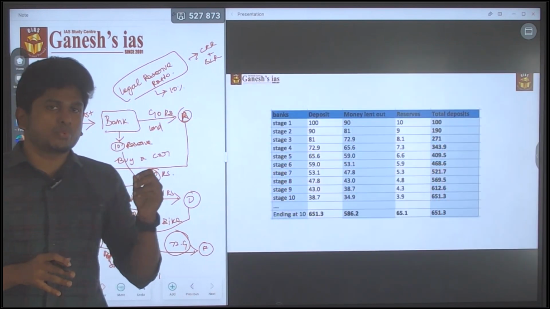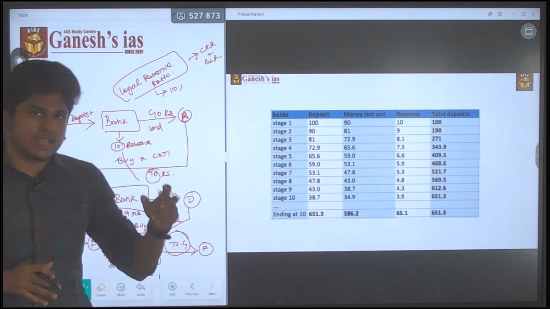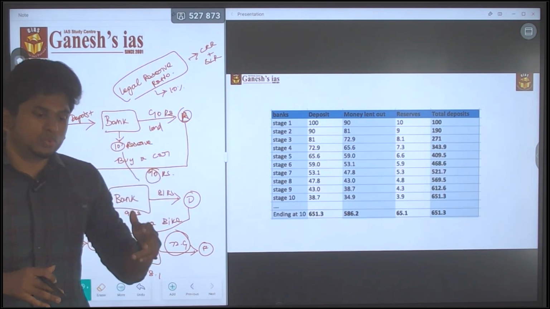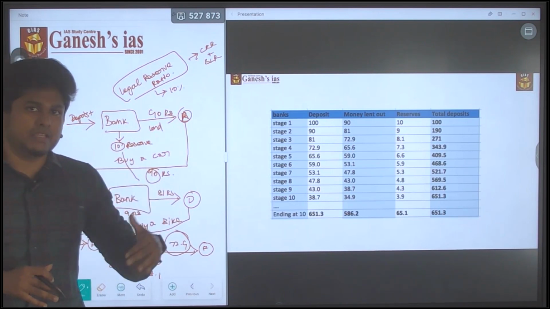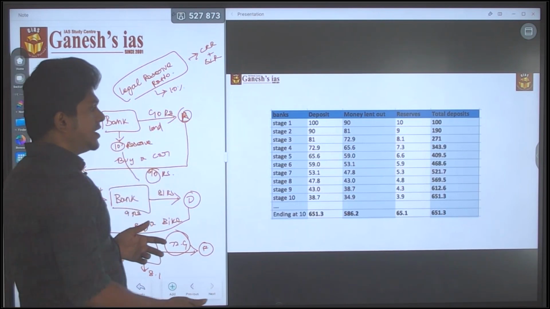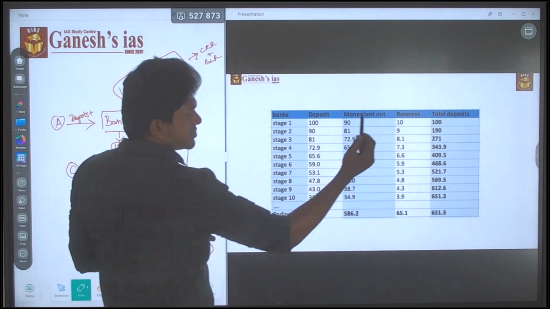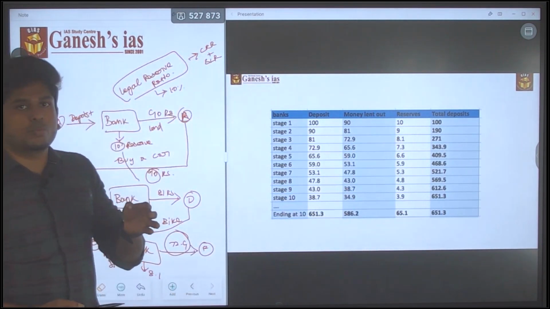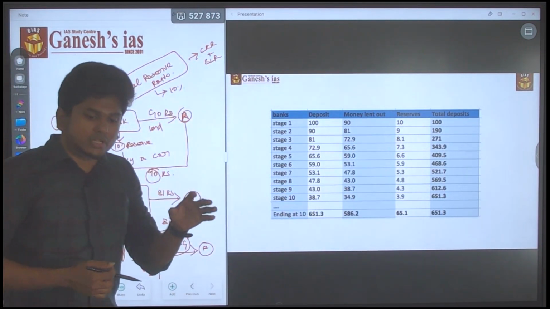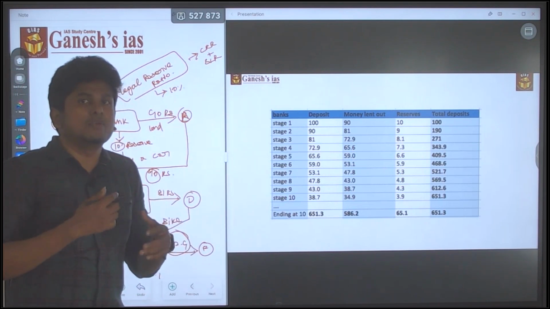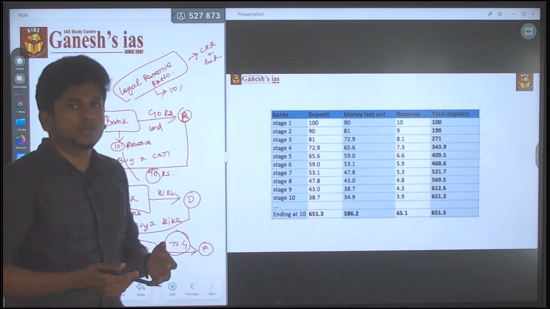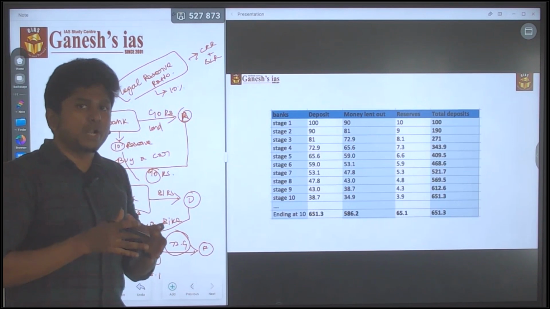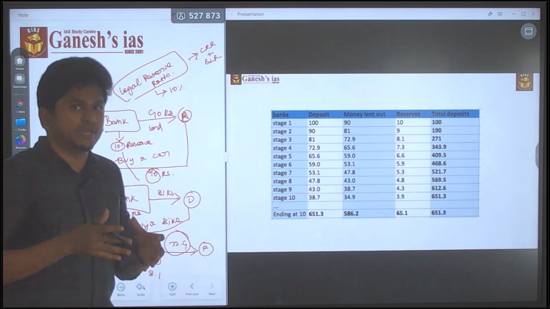By just providing 100 rupees, the cycle continues. Through various cycles of the banking process, it will continue, and even it will reach 650 rupees. By just providing 100 rupees into the market, due to the continuous banking activities, the money will multiply in the market. So that is called money multiplication, or the money multiplier.